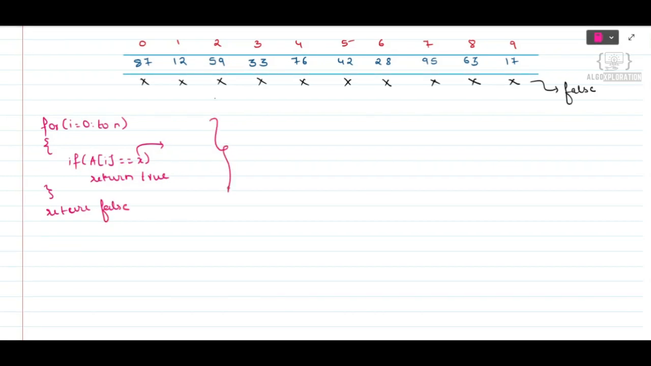So here the running time complexity will be order of n, because in the worst case it can go from 0 to n, and the space complexity will be order of 1 because we are not taking any extra space here.